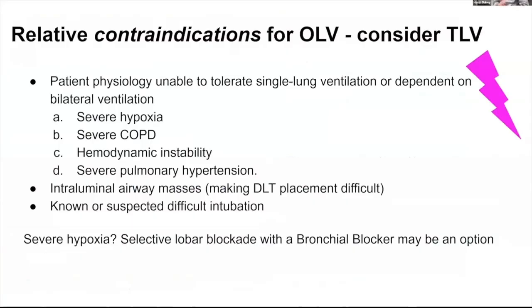Next, we'll just touch on the relative contraindications for one lung ventilation, where two lung ventilation might need to be considered. And commonly, the things that we see might include severe hypoxemia, COPD, hemodynamic instability, pulmonary hypertension, intraluminal masses, known or suspected difficult airways. I did want to just talk to the surgeons here. Stephen, what do you think? How feasible is it to do a decortication in a sick patient on two lungs?